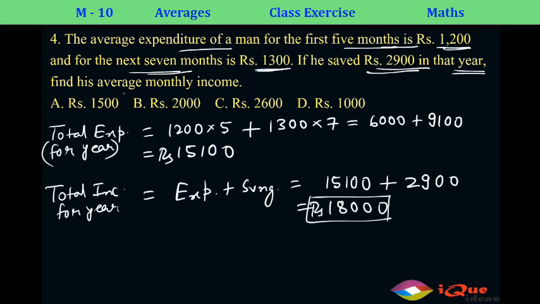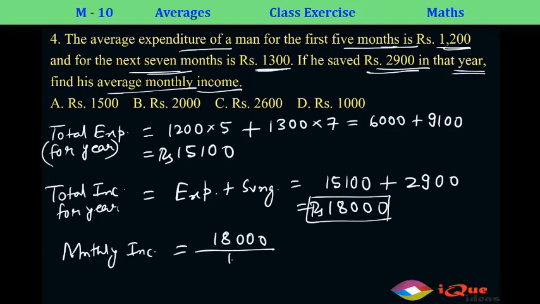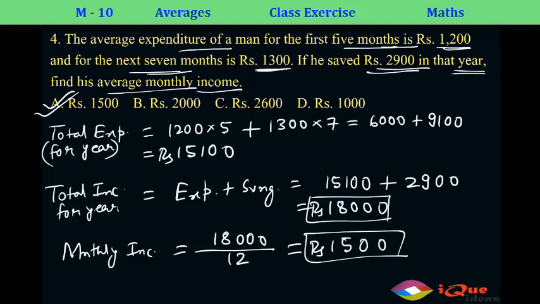Now what is the question asking? Average monthly income. So monthly income should be equal to total income of the year, which is 18,000, divided by number of months, which is 12. So 18,000 by 12 is 1,500. Alright, so his income for every month is 1,500 rupees, which is option A. That is the correct answer. Okay, now let's move on to the next one.